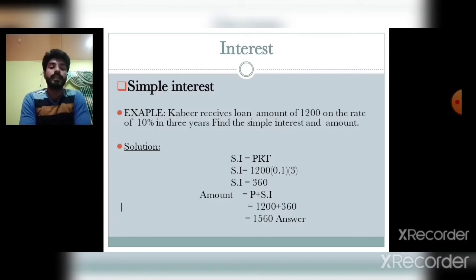Now we have to find the amount. The formula of amount is P plus simple interest.